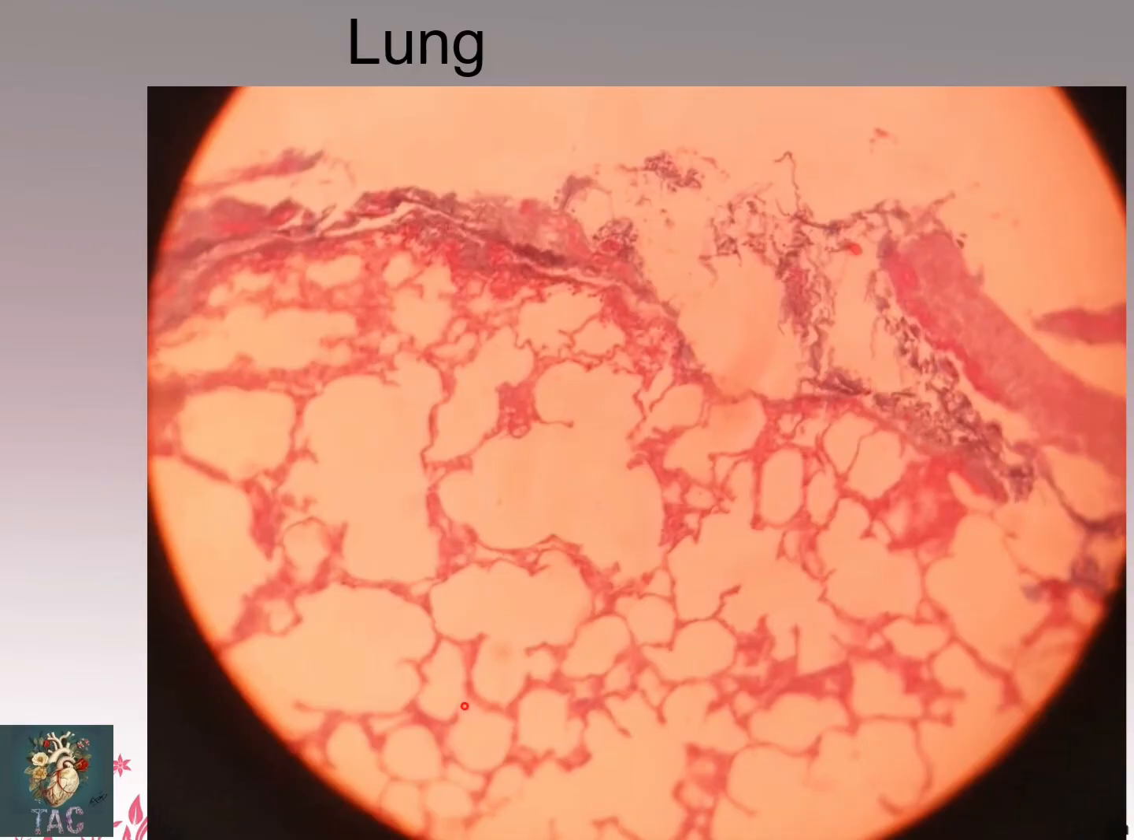So these are the different alveoli, the respiratory bronchiole and the alveolar sacs which are present over here, and this may be the section of some blood vessel which is present.